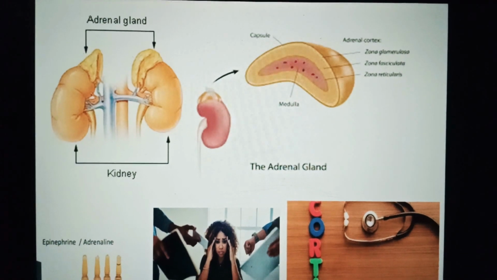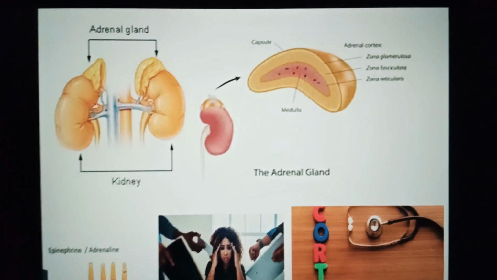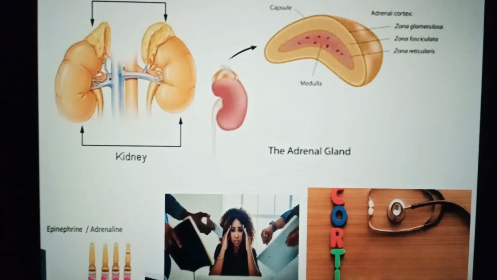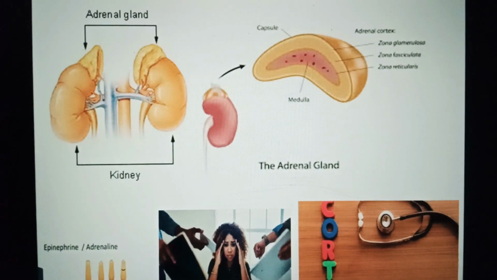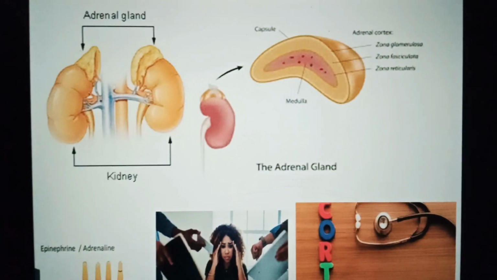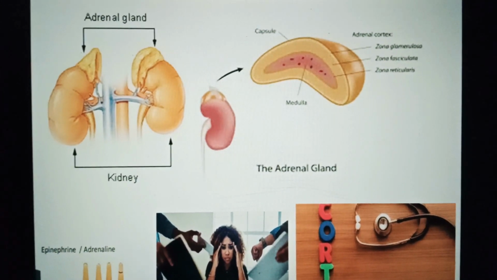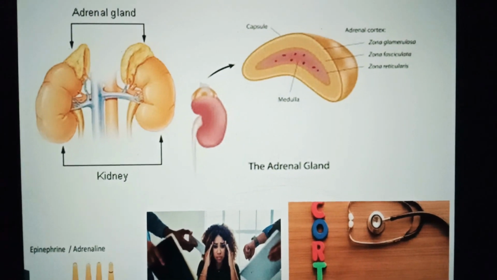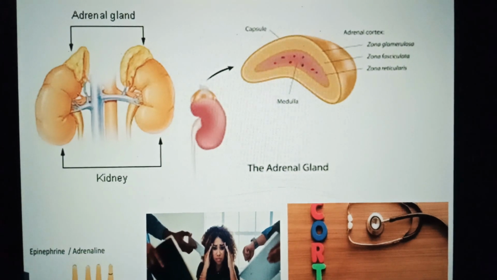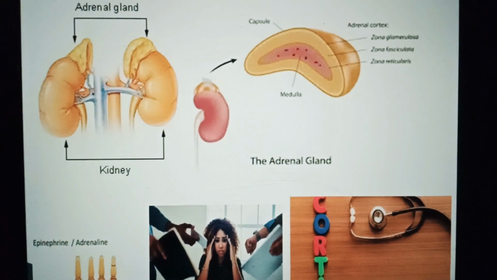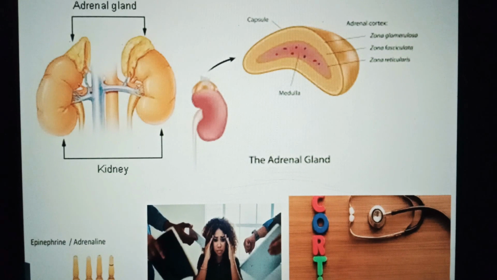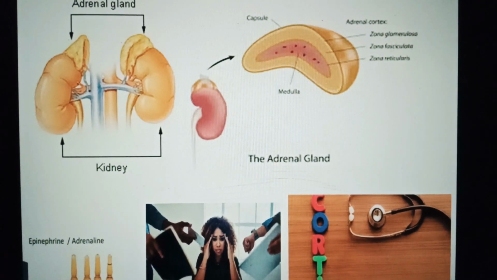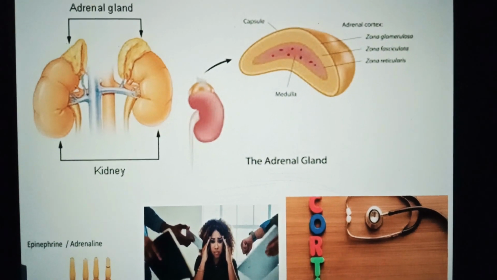The adrenal medulla secretes a hormone called epinephrine or adrenaline. Sorry, it was a slip of tongue. Adrenaline. And this adrenaline is responsible for stress. It prepares our body to overcome emergency situations. Therefore, adrenaline is also termed the emergency hormone.